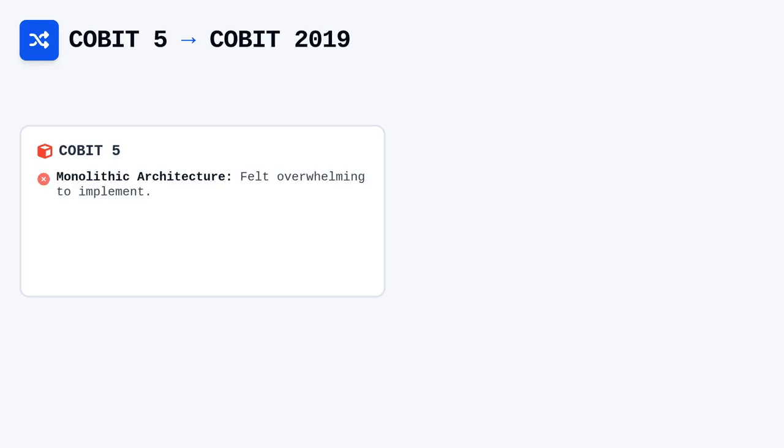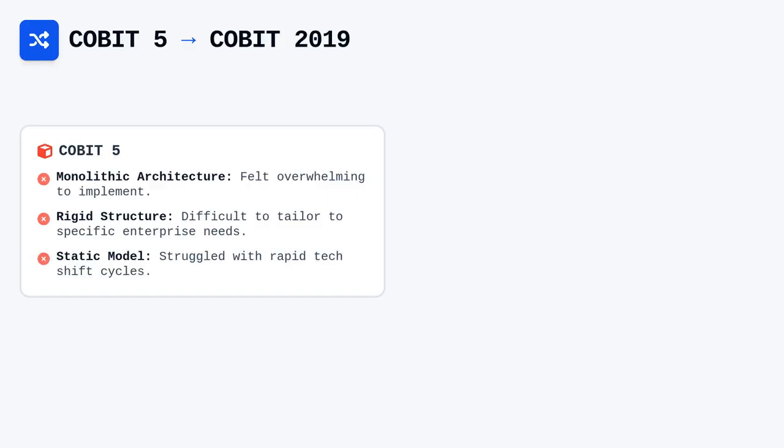The transition from COBIT 5 to COBIT 2019 was a necessary response to these shifting business landscapes, where agility is no longer optional. While COBIT 5 provided a robust set of processes, many practitioners found it difficult to tailor to the unique needs of a specific enterprise. The architecture was somewhat monolithic, which made it feel overwhelming for organizations looking to implement governance in small, incremental steps.